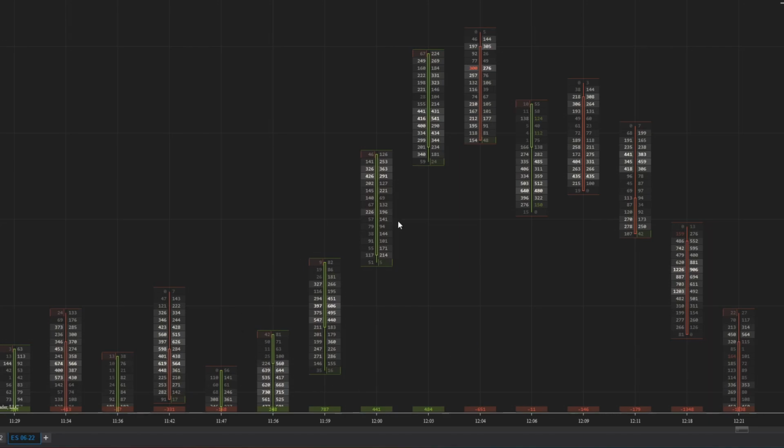Like for example, right here, if you were scalping, you could have captured a very large number of ticks because it was quite obvious that there was a lot of bullish activity going on in this area. So now that you understand the basics of a footprint chart, let's take a look at an example of how we can use this to find support and resistance levels as they're being formed.